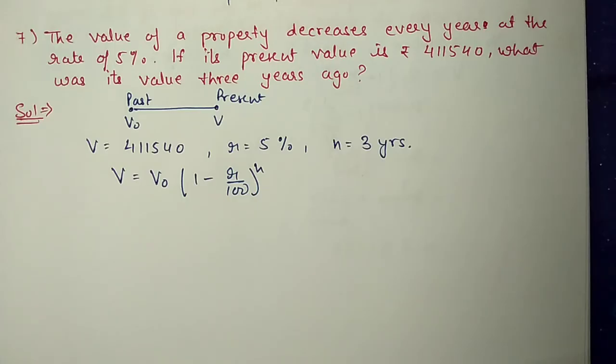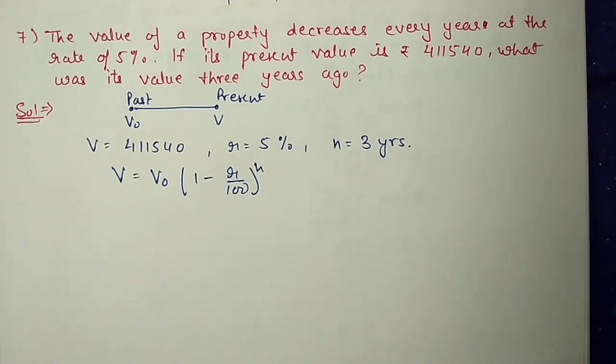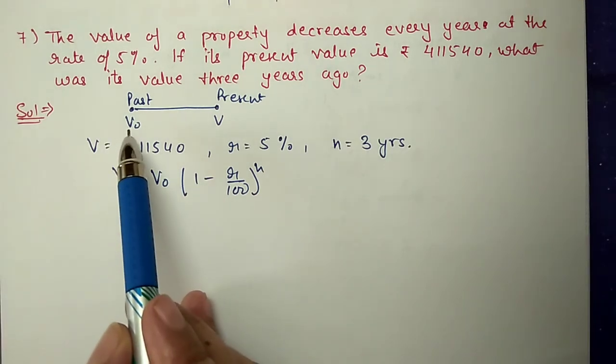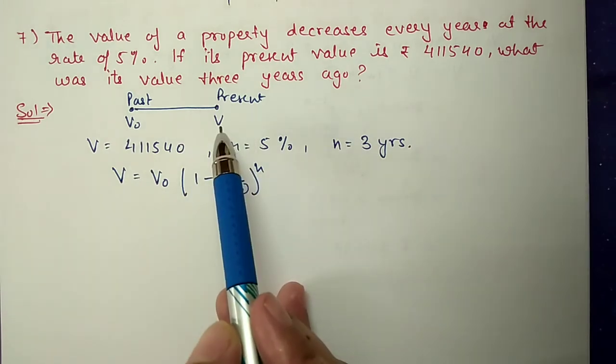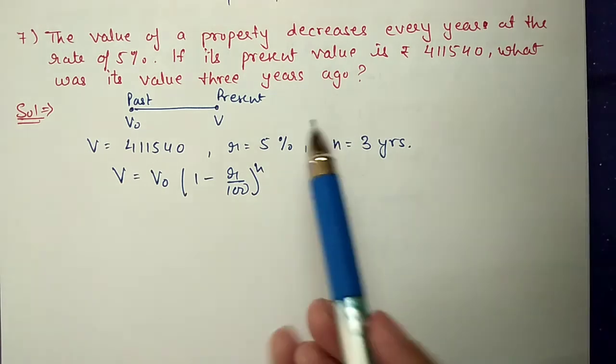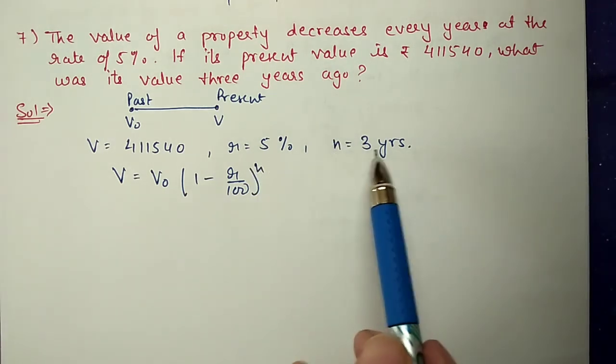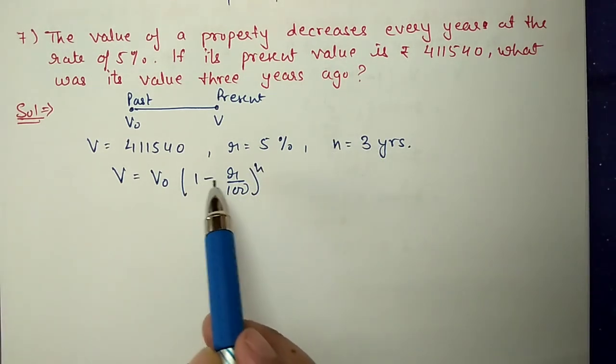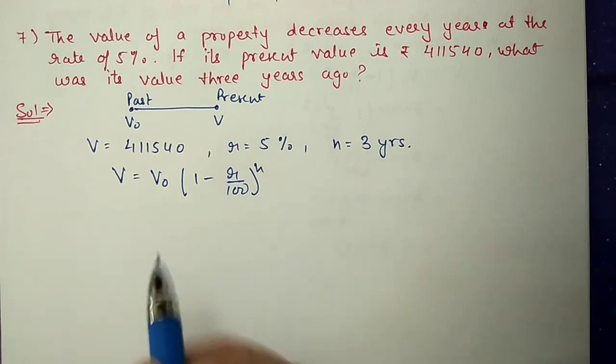Next, question number 7. The value of a property decreases every year at the rate of 5%. If its present value is 411540, what was its value 3 years ago? So this is also a similar type of question. You have to find out the value in the past. So the past we have to take as the V0 and the present we have to take as V. It means V is given here, this value is V, rate of depreciation is 5%, time is 3 years.